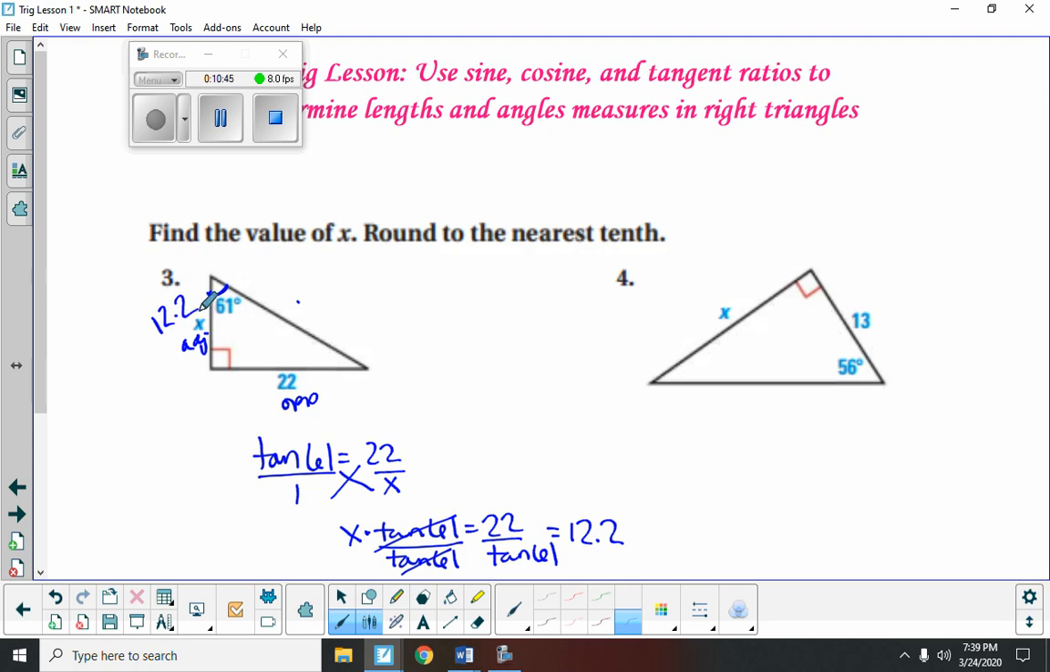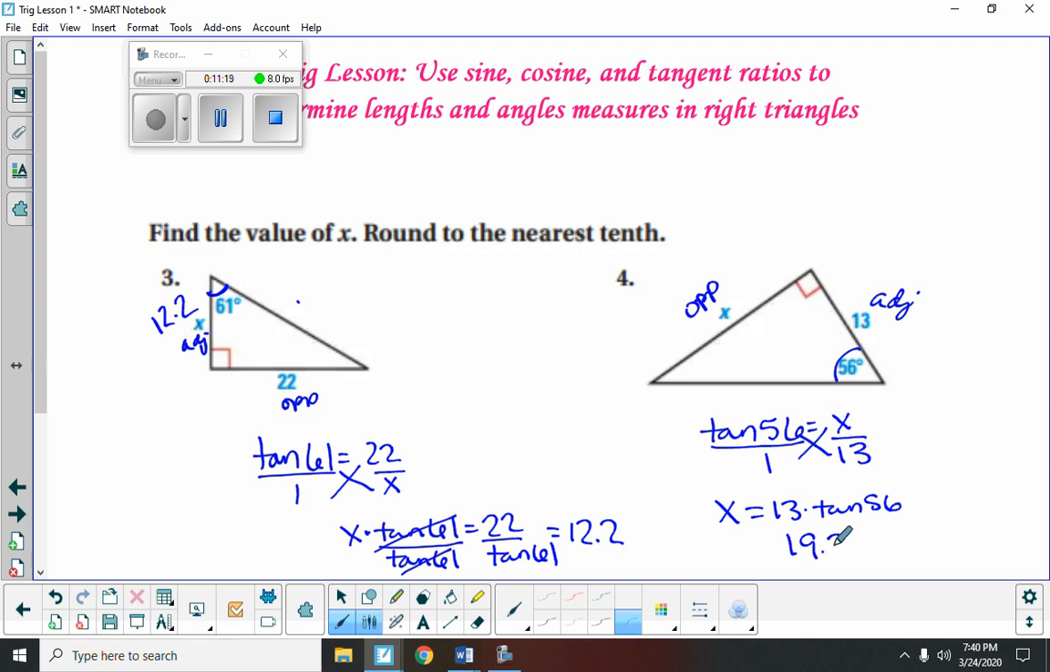And we'll do one more. Okay, so this is the opposite. This is the adjacent. This across here is your hypotenuse. So opposite and adjacent, that's tangent. So tangent of 56 equals x over 13. We'll write that over 1, and we'll cross multiply. So x times 1 equals 13 times the tangent of 56. So we type in 13 times tangent 56, and you get 19.3 approximately.